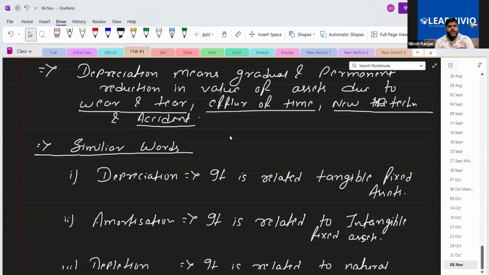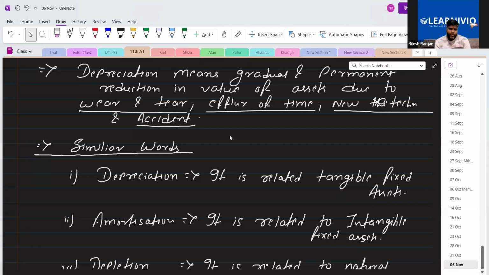Yes, sir. So depreciation means gradual and permanent reduction in value of assets due to wear and tear, efflux of time, new technology, and accident. So, first of all, whenever we talk about depreciation, it is a gradual and permanent reduction. Means slowly, the value of asset will decrease. Also once it is decreased, it will not increase again. So it is a permanent reduction, not a temporary one. It should not be that today it will decrease and the next day it will increase. So that is not permanent.